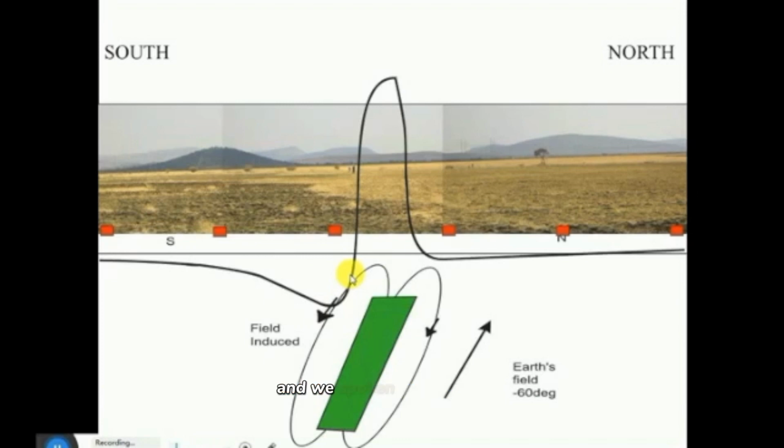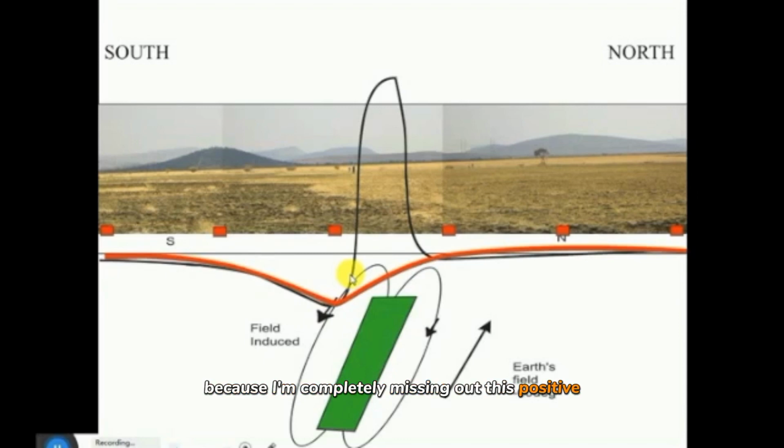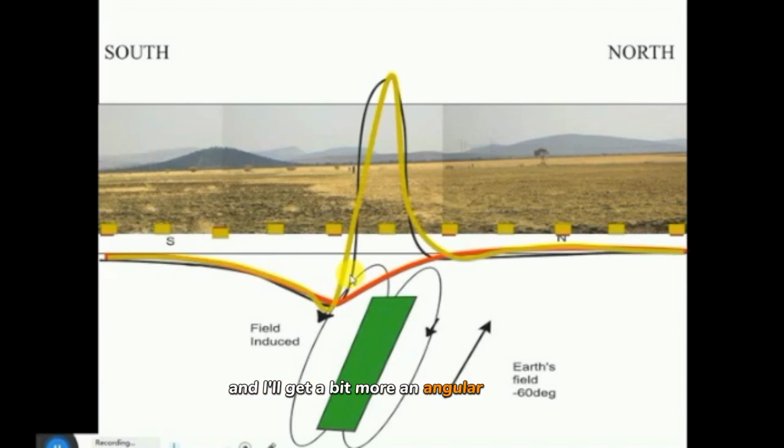We spoke previously, and we've spoken today already, about how often to measure. So you can see if I measured at all these red spots, that's the anomaly I would get, because I'm completely missing out this positive. So I should try and measure, obviously, at the yellow spots, and I'll get a bit more of an angular anomaly. This is where you use the Nyquist frequency, this calculation to determine how often to sample. And I think it was 2 times your highest frequency in the data.